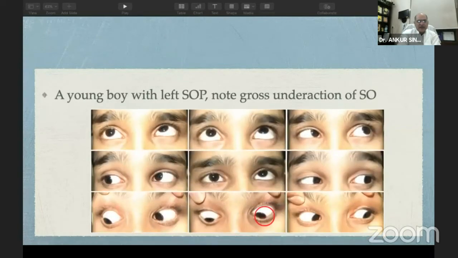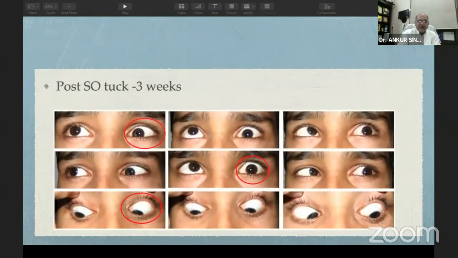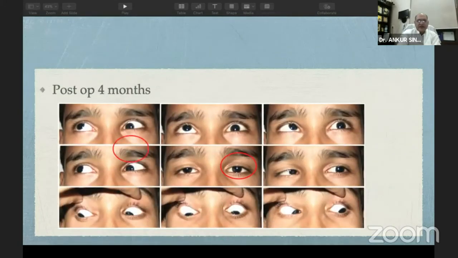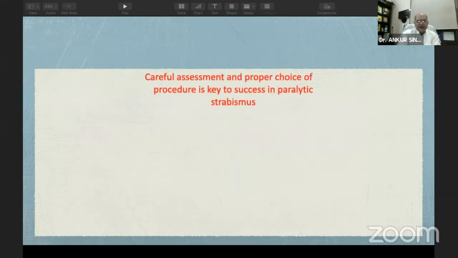Now this is another patient of left 4th nerve palsy where we can see there's a gross hypertropia in the primary position and the maximum underaction is in the field of superior oblique. So this patient is planned for superior oblique tuck, and post tuck we can see there is some amount of development of Brown syndrome, which gets a little better, but still some amount of residual Brown remains in the dextroelevation. So in the end, careful assessment and proper choice of procedure is the key to success in paralytic strabismus. Thank you.